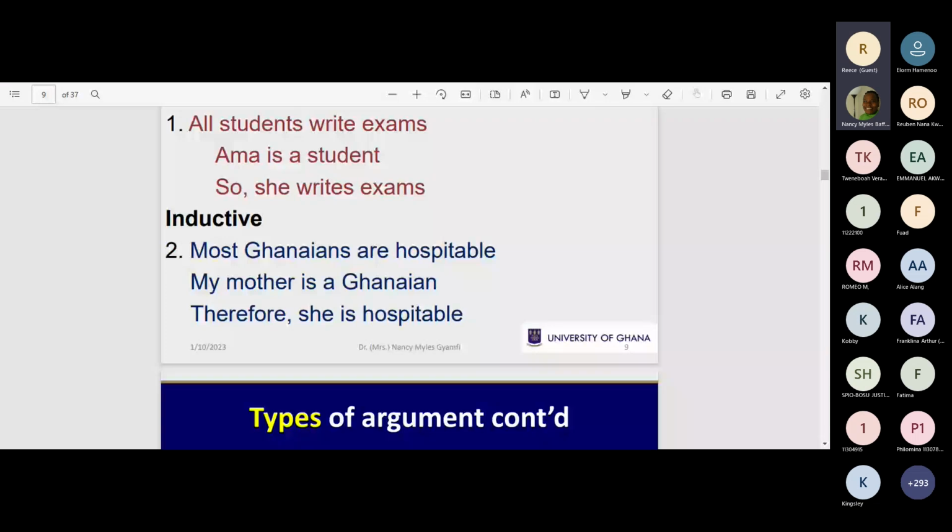We all see that it is inductive, meaning that the conclusion does not necessarily follow from the premises. Why? Because it is possible for us to accept the premises as true, and we are not necessarily required to accept the conclusion that it came with. Why are we not obliged to accept the conclusion that, therefore, she is hospitable? Let me hear from you if you want to make a comment. Raise your hand. Because we already have a label there, it is inductive.